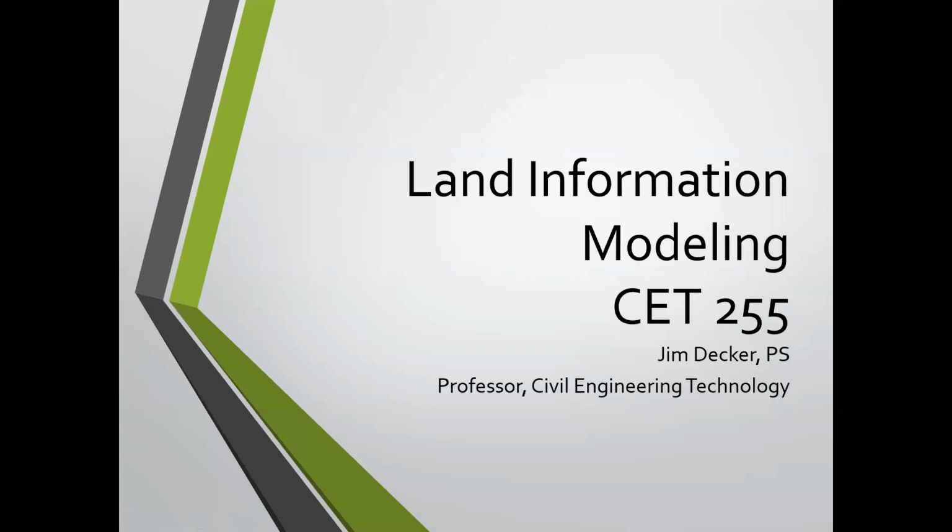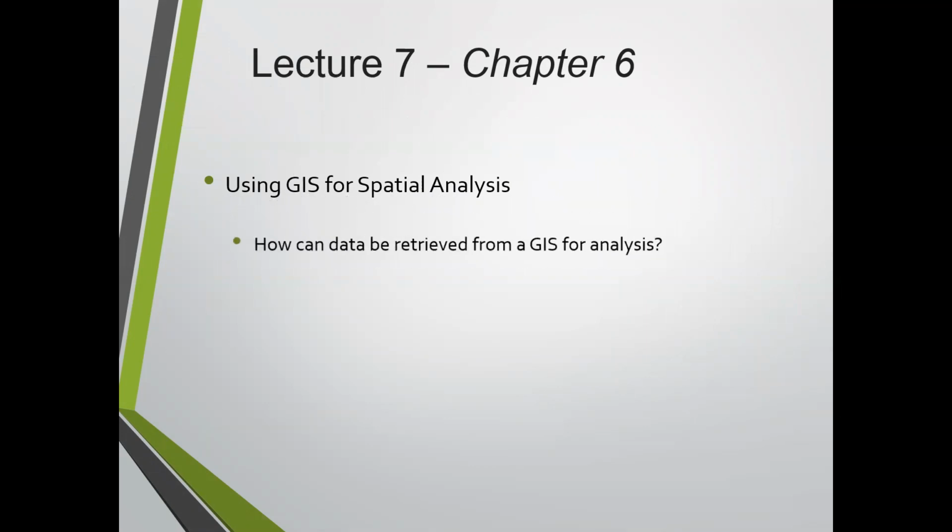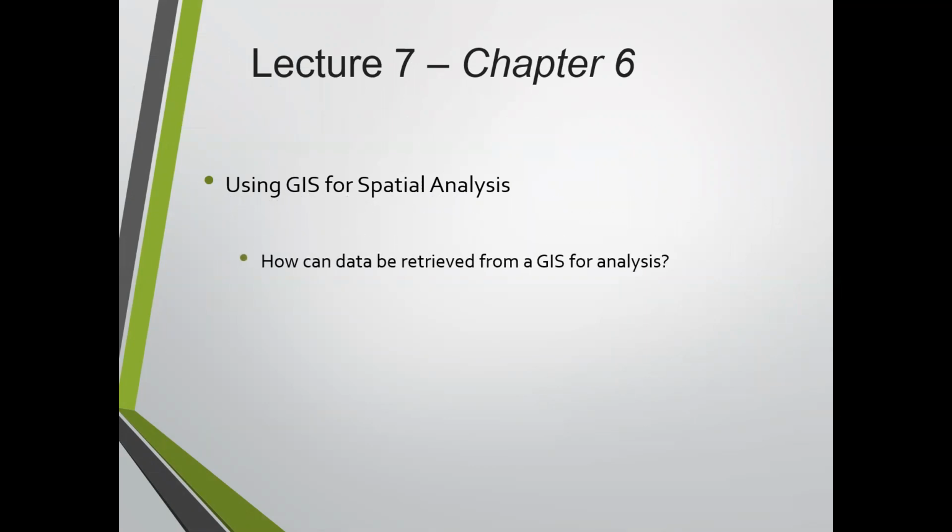All right, so what we're going to talk about in chapter 6 is spatial analysis, and there's different types of things that we're going to use in terms of what we call spatial analysis. We're going to want to see how data can be retrieved for GIS analysis. I think you touched on that just a little bit on last week's lab, but this gets a little bit more involved, and we'll be doing a little bit more of that in this lab.